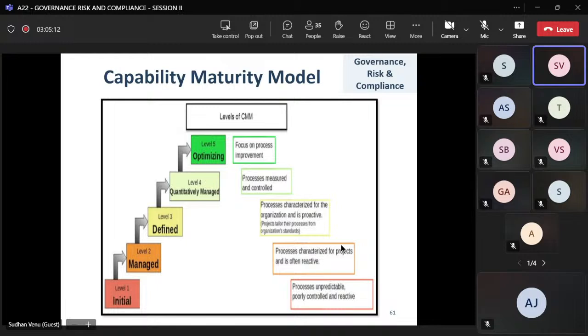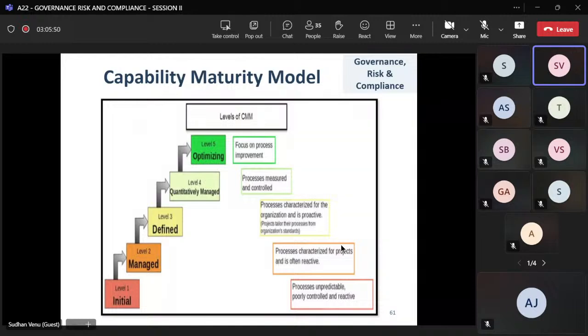In the capability maturity model, we have 5 levels, and the 5th level is the optimal level of CMM. The first is initial, the second is managed, the third is defined, the fourth is quantitatively managed, and the fifth is optimizing. At the initial level, the process is unpredictable, poorly controlled, and reactive. Level two is managed, a process characterized by projects and often reactive. And defined is a process characterized by the organization, and it is proactive.